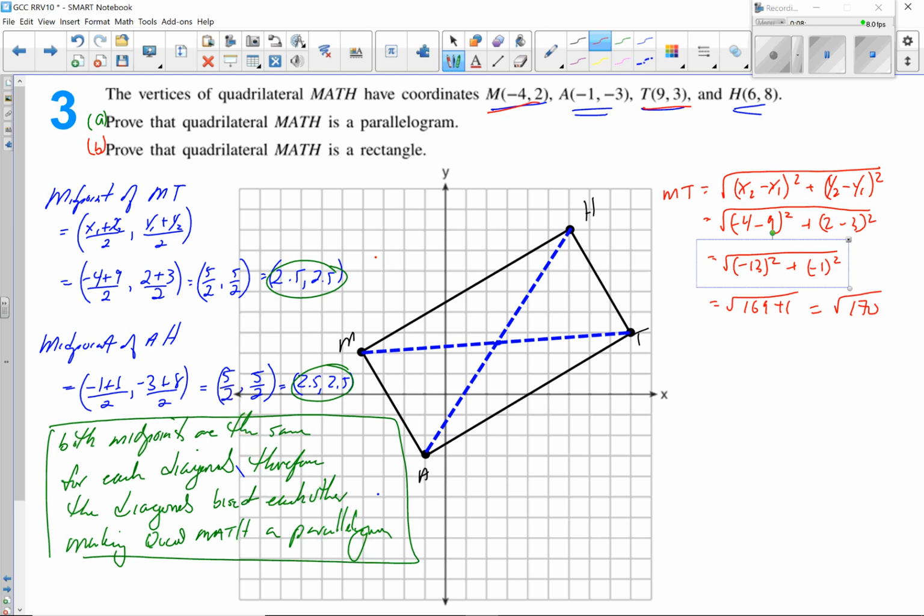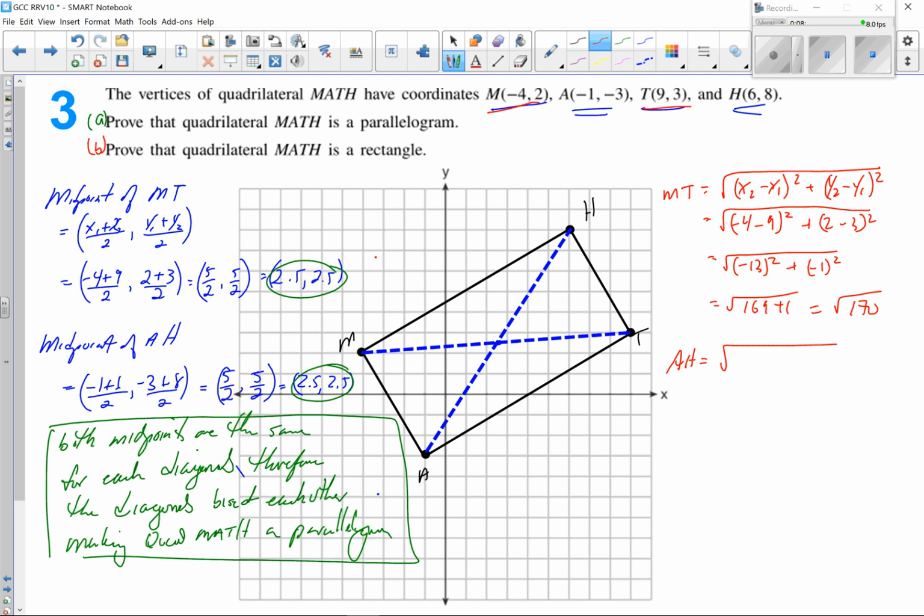Now, I'm going to stop there. I'm not going to try and simplify 170, even though I can, because there's no reason to, because I'm just trying to show that the two things are equal. So as long as I get this answer for the other one, I'm good. So even if you could simplify it, I recommend not simplifying it, just leaving it here so that we have that value. The second diagonal is AH.